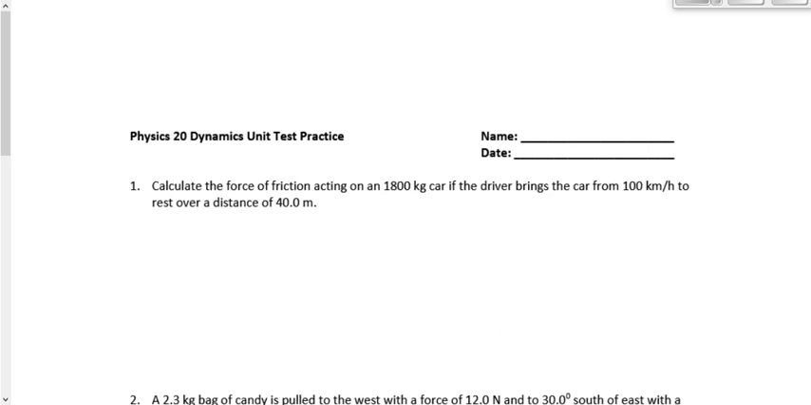Our dynamics practice unit test, question number 1 says: the force of friction acting on an 1,800 kilogram car. The driver brings the car from 100 kilometers per hour to rest over a distance of 40 meters.